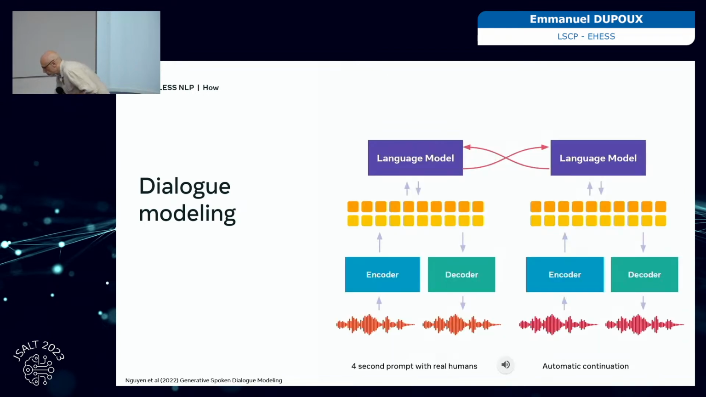And so once you have that, you can generate conversations by doing a prompt. You can prompt the channel on the left with a 4-second prompt from a real human, and then you have a continuation of both channels.